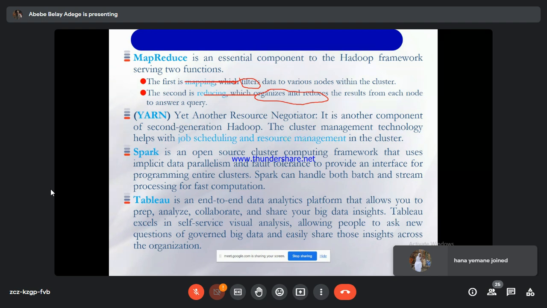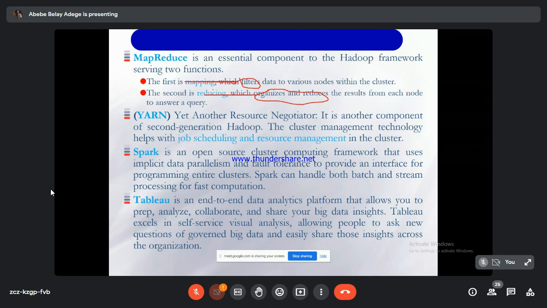The other one is YARN, or Yet Another Resource Negotiator. It is another component that is used for scheduling purposes. So Hadoop has a lot of components. There is also Spark, an open source clustering framework used for implicit data parallelism and fault tolerance. There is also Tableau, which is end-to-end data analysis, used for displaying the final output for visualization purposes.